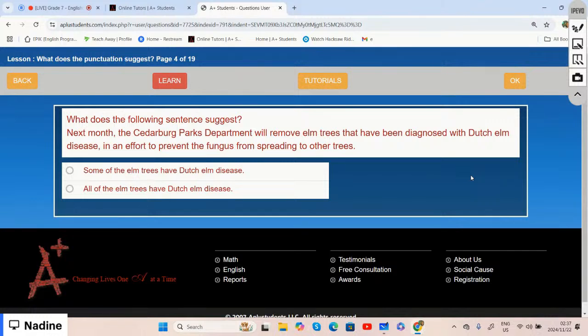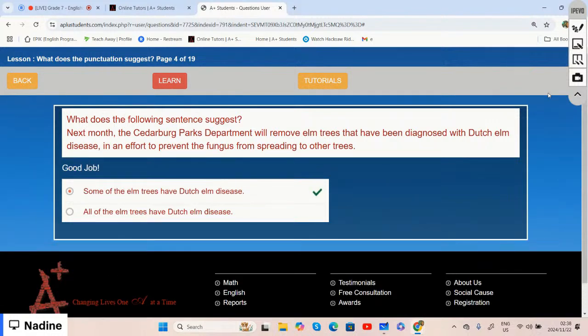And if we were to choose the correct option, we would say only some, because they're specifically saying there, in an effort to prevent fungus from spreading to other trees, which means that only some of the elm trees have Dutch elm disease. All right.